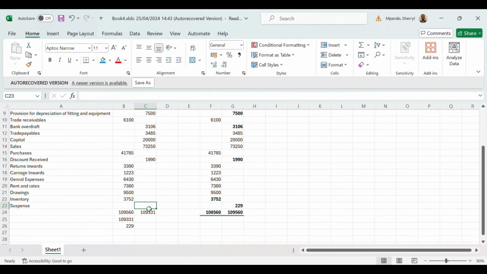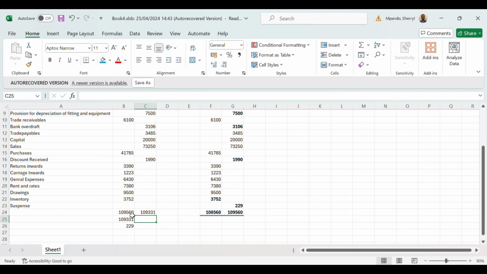So as you can see, if we look at the difference, on the debit side, we have 109560, and on the credit side, we have 109331. Then that means this also is a clue to where you put your suspense account. Should it be on the debit? Should it be on the credit? With the suspense accounts, it can be on either side, depending on which side is less. In this case, the less side is the credit side.